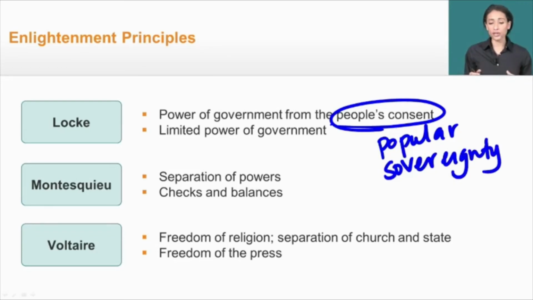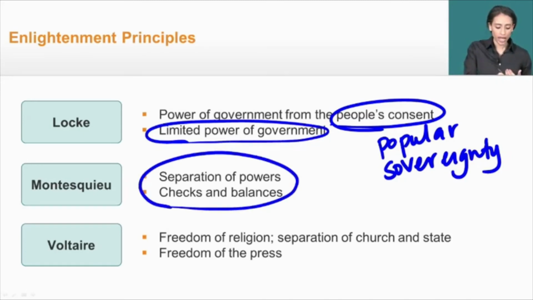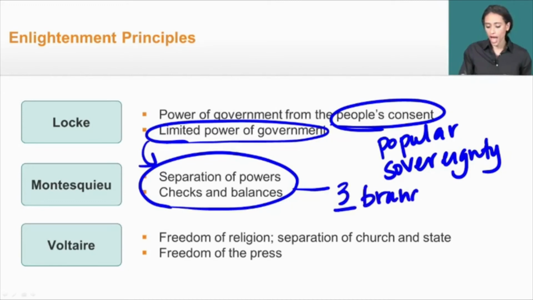Now, like the Baron de Montesquieu, John Locke believes in a limited power of government, and Montesquieu is going to take that idea a step further by introducing these ideas of a separation of power and checks and balances between multiple government entities. Now, in the American system of government, this results in those three branches of government that we have today. So we've got the executive branch, the legislative branch, and the judicial branch all balancing each other out.